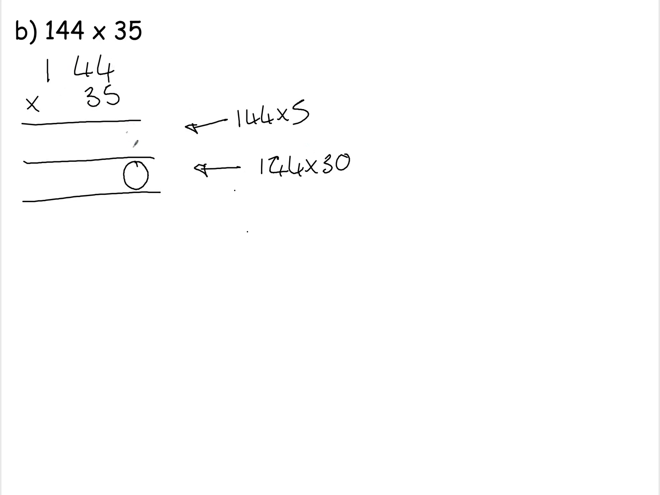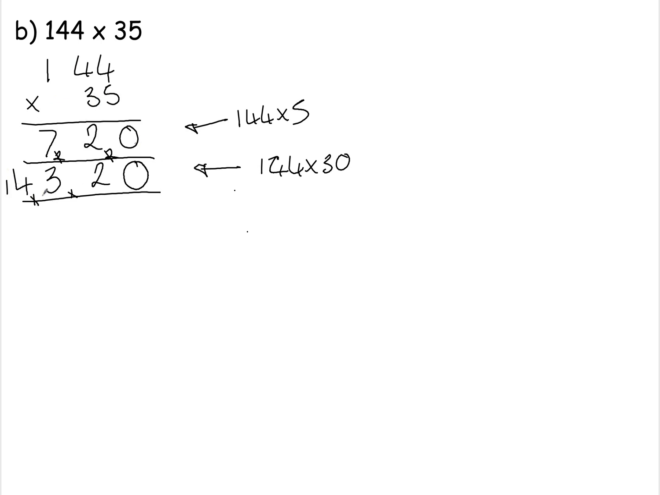Okay, 4 times 5 is 20. 0 carry the 2. 4 times 5 is 20. Add the 2 is 22. 1 times 5 is 5. Add your 2 is 7. Okay, we put the 0 there, so now I go 4 times 3 is 12. Put the 2 there, carry the 1. 4 times 3 is 12. Add the 1 is 13. 1 times 3 is 3. Add your 1 is 4.